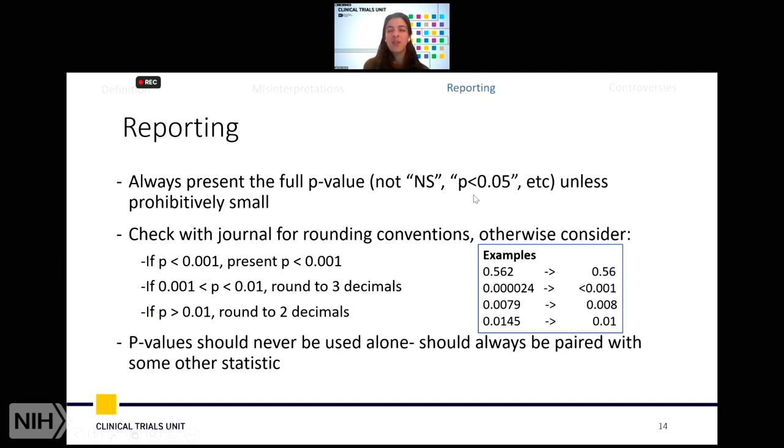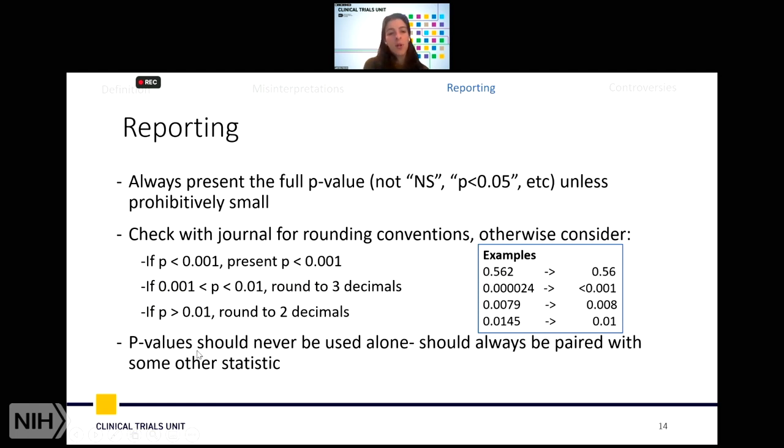Figures are a little bit different. You can kind of get away with just saying significant or not significant in a figure where you're trying to reduce visual bulk. But for text and for tables, it's important to not rely so much on that binary interpretation of the p-value and report the continuous p-value as you obtained it.